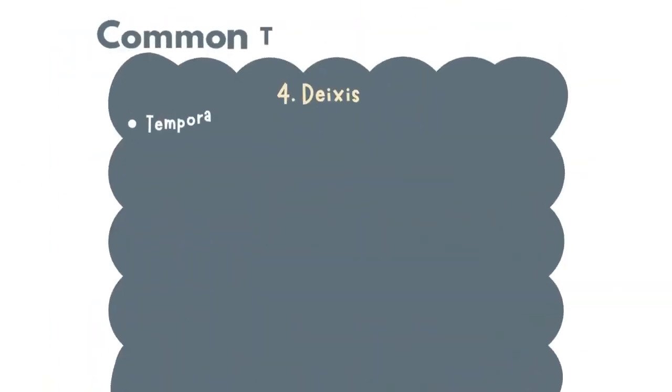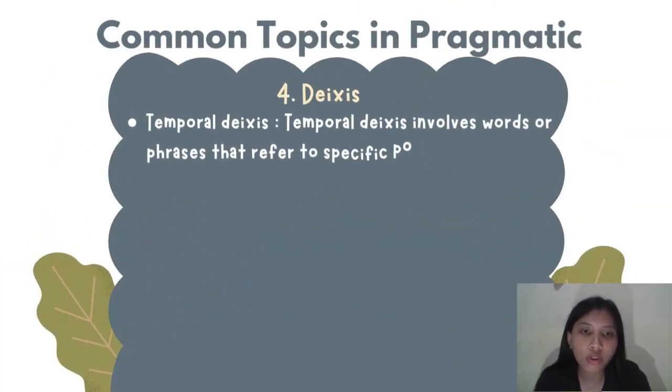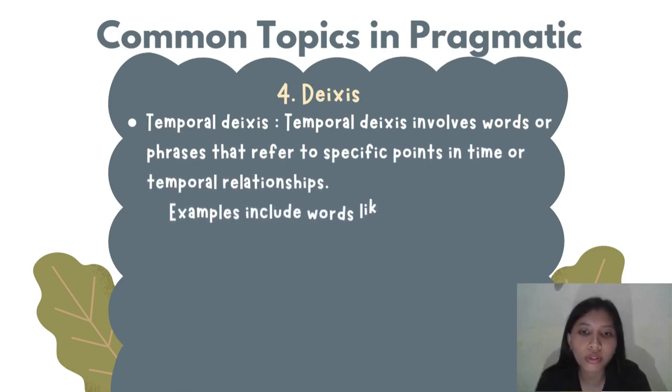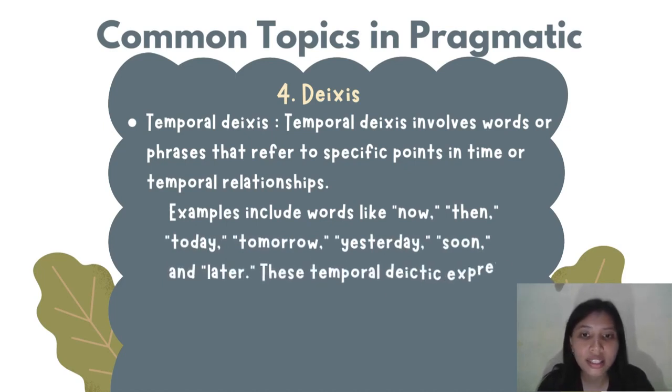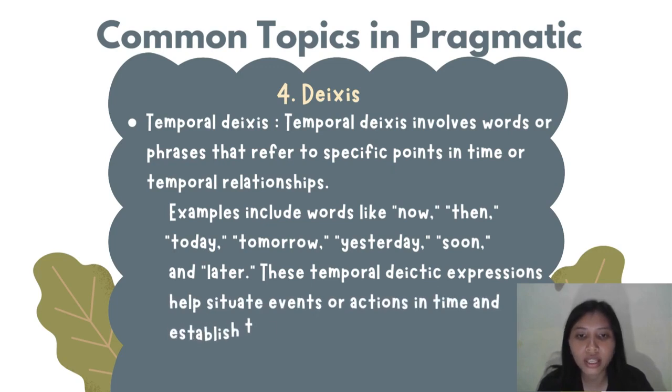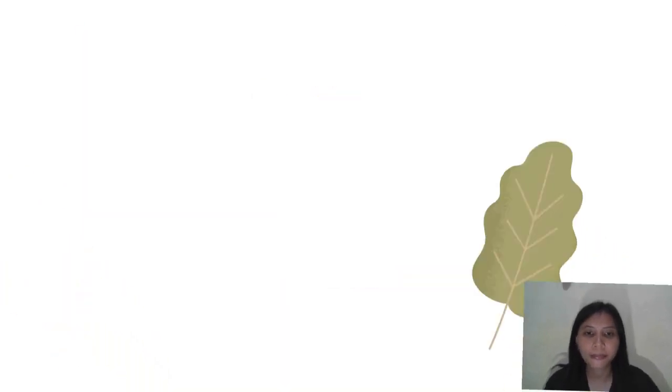The last deixis is temporal deixis. Temporal deixis involves words or phrases that refer to specific points in time or temporal relationship. Examples include words like now, then, today, tomorrow, yesterday, soon, and later. These temporal deictic expressions help situate events or actions in time and establish temporal relationship within a conversation.